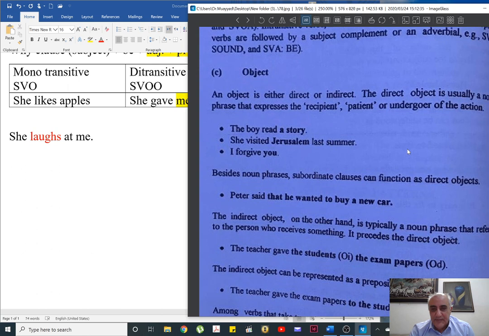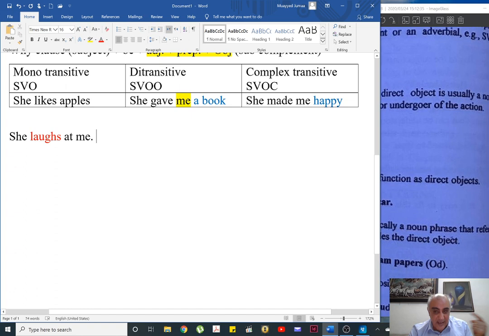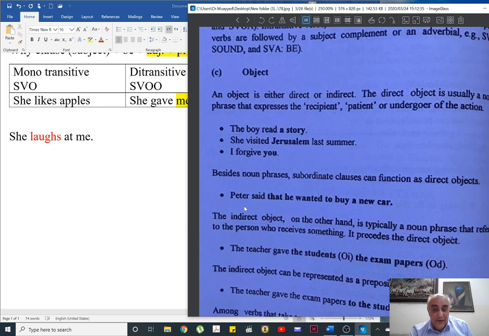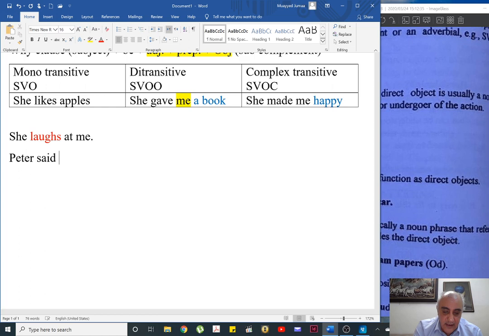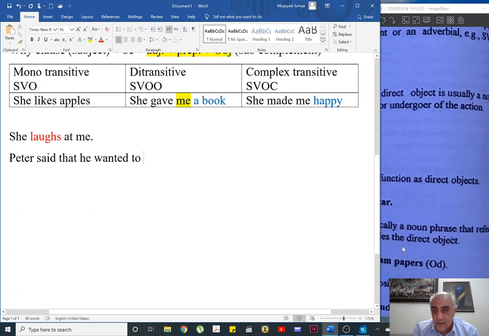Besides noun phrases, subordinate clauses can function as direct object. الدايركت object مو بس شلون سوينا ويا subject، نفس الشيء ويا object، ممكن يكون أيضا clause أو phrases. Look here. Peter said that he wanted to buy a new car. خلينا نكتبها هنا، راح نحكي عليها شوية. Peter said that he wanted to buy a new car.